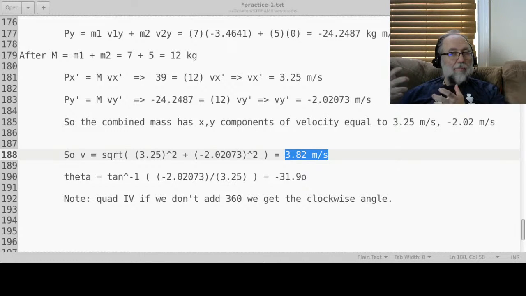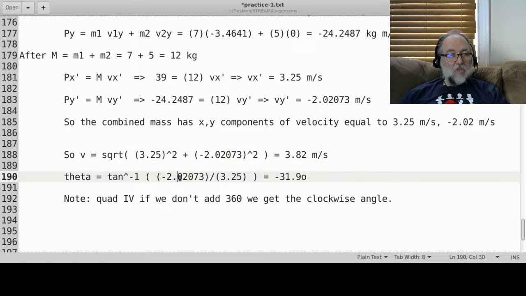Okay, so remember, the components are not how fast it's going, it's how fast the projections along the x and y axis are going. That's actually how fast it's going. And then the other thing I can ask for is the angle, theta. And the angle theta is going to equal the inverse tangent of the y component divided by the x component.